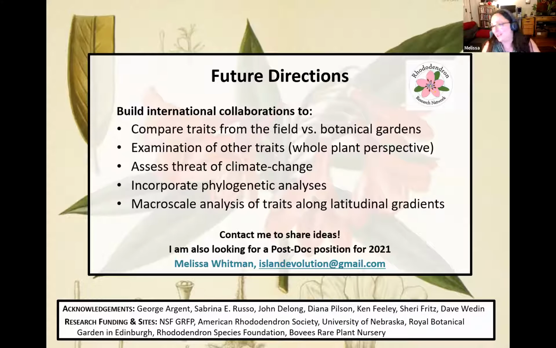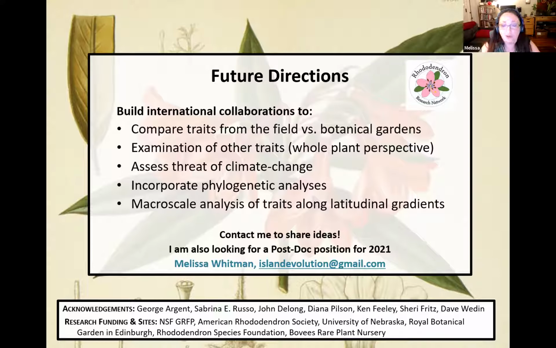So now, lastly, here we are, future directions, where to go next. Ideally through conferences such as this, we can help build international collaborations. You can think of this as my wish list. Ideally, it'd be nice to be able to compare traits collected in the field with those collected from botanical gardens, get an idea of, are we actually saying the same things? It'd also be useful to examine other plant traits, so more of a whole plant perspective. So not just leaves, but incorporating information about roots, flowers, wood density, and similar metrics.